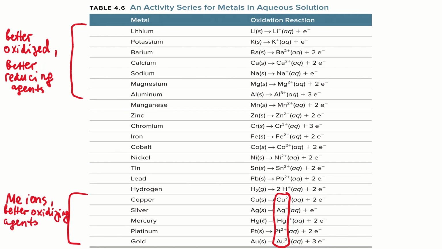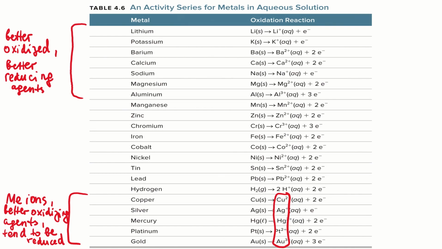Tend to be reduced. It's important to note that these are metal ions that tend to be reduced, not just metals, because metals form positively charged cations. So when we talk about reduction, the gain of electrons, we really talk about metal ions. So metal ions gain electrons, get reduced to neutral elemental metals.